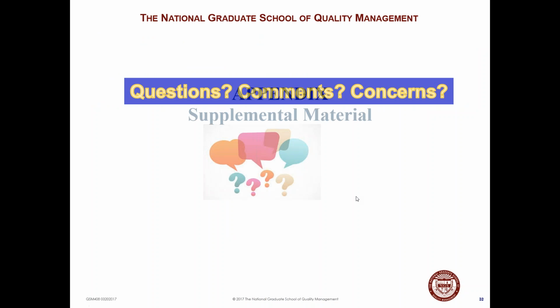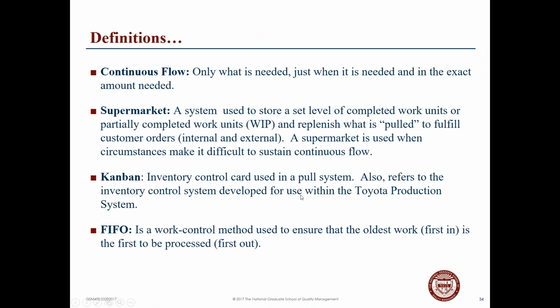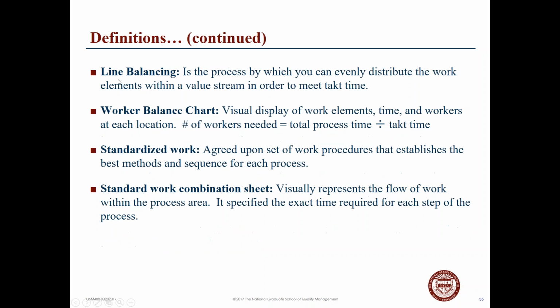So one of the things I was going to show is at the end of these slides, there are about 6 more slides that provide some terminology that you may find useful in future courses, and in particular as you're looking at this process. So I just wanted you to see what they are. We've got continuous flow, supermarket systems, the Kaizen, the FIFO. These are terms that you'll see used in the literature. And I just want you to make sure you know that they're here in case you need a definition.